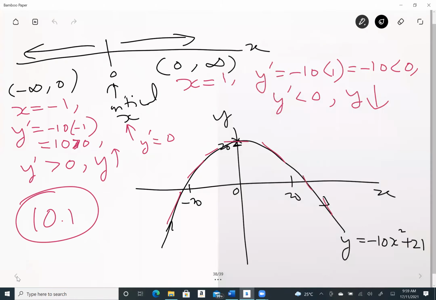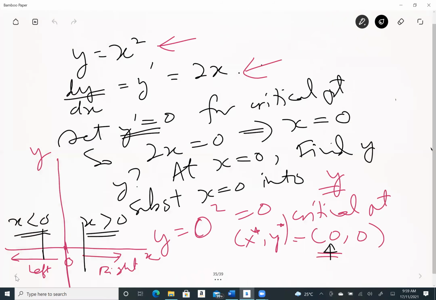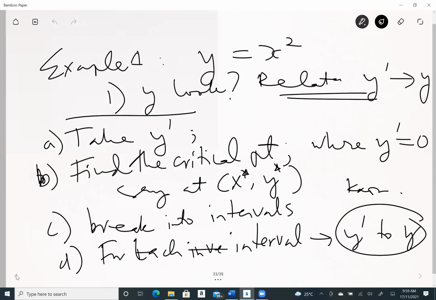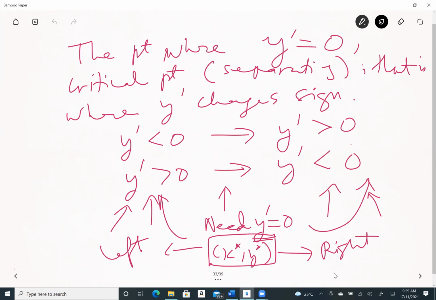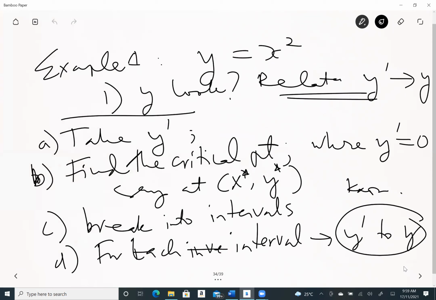So let's go back to where we were talking about, this is essentially the first derivative test. So when you want to do the first derivative test, what you want to find is this. You want to determine whether the function has a relative maximum or a relative minimum by making use of the derivative.